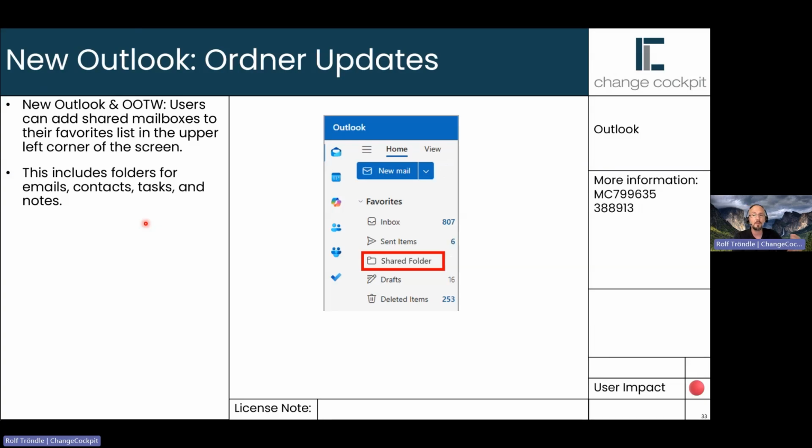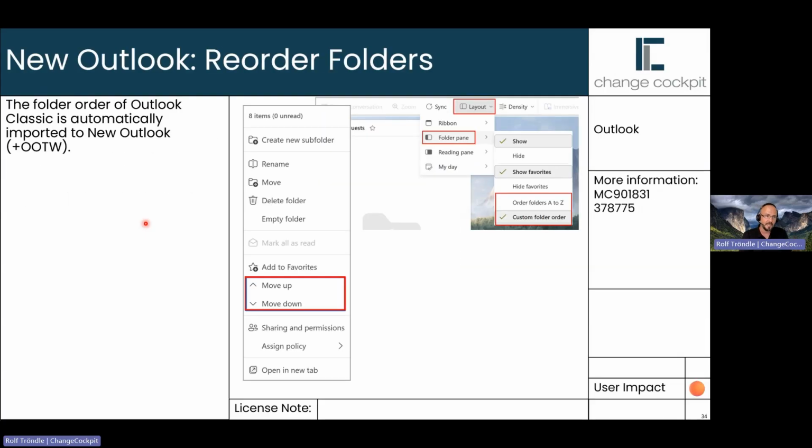There will be another big change regarding shared mailboxes, but this will be rolled out next month, and you will see it in the second half, where shared mailboxes will be on the same level as the account list, but that's not rolled out yet. Then you can also now reorder folders in new Outlook like you could do in Outlook Classic, and the Outlook app will then inherit this reordered folder list.